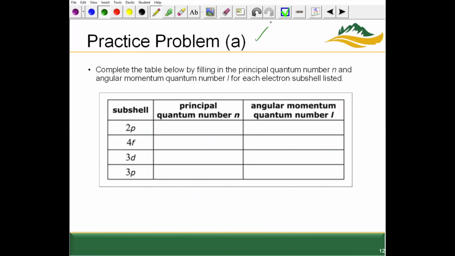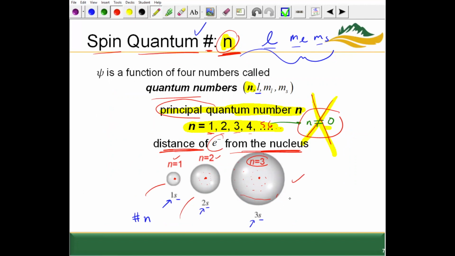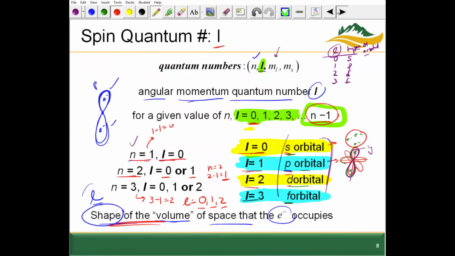So we're going to complete this table by filling in the principal quantum number n and the angular momentum quantum number l for each electron subshell that's listed. So a subshell is this combination of this number here and the orbital type here. Going back to this slide, when we looked at n, we saw that this number here describes n. This letter here, these are all the letter s. That must have meant that these were all l equals 0.